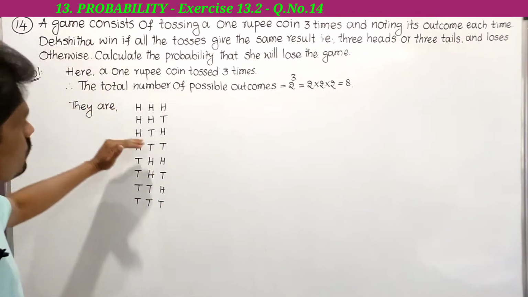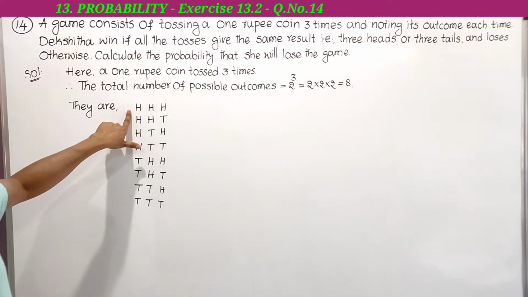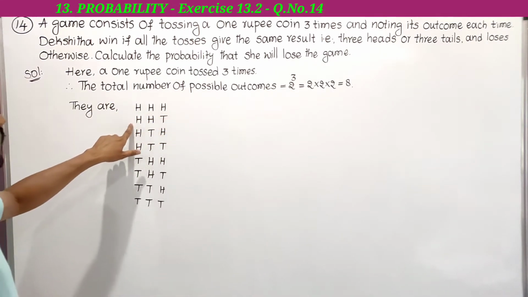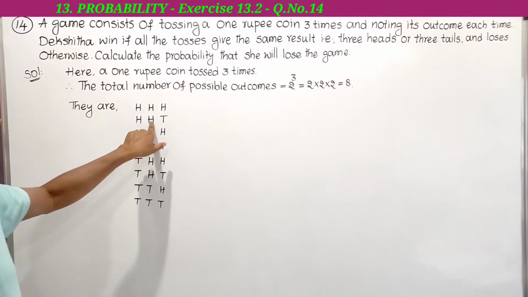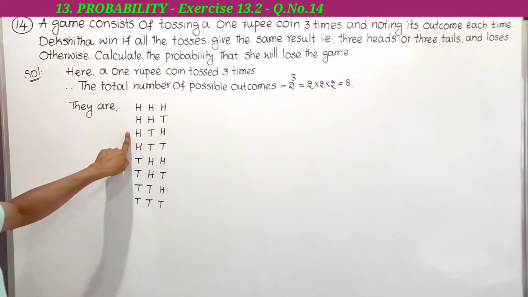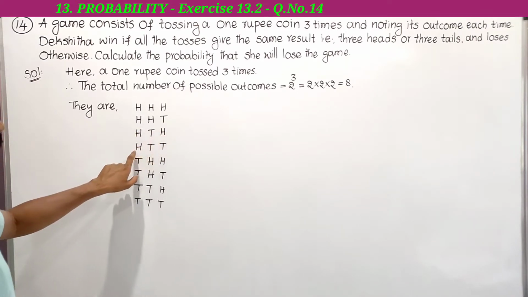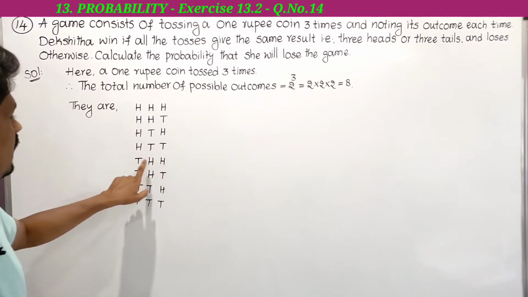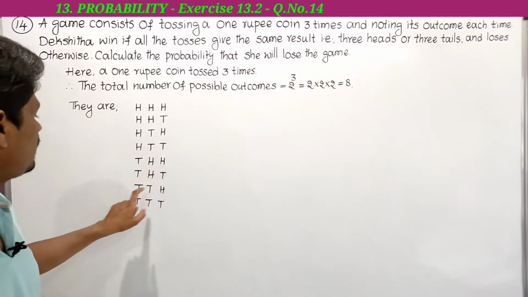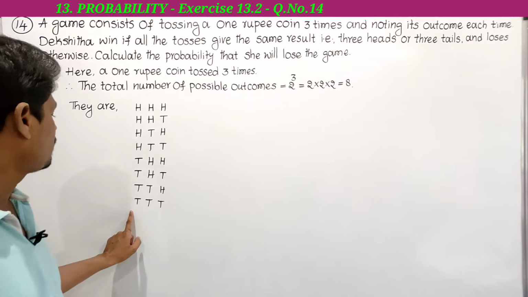So here the possible outcomes are: 3 times head; first 2 are head and the third one is tail; head, tail, head; head, tail, tail; tail, head, head; tail, head, tail; tail, tail, head; and all 3 are tail.